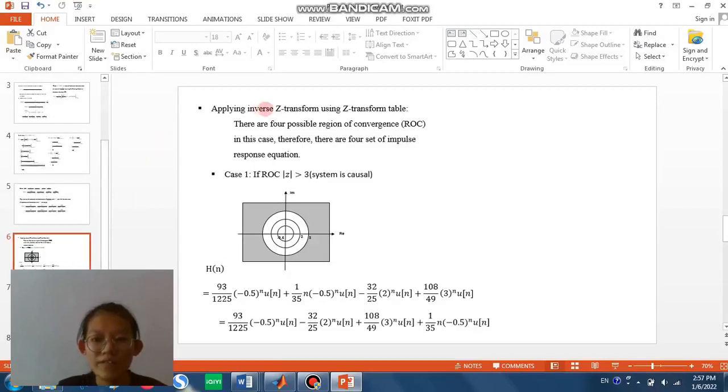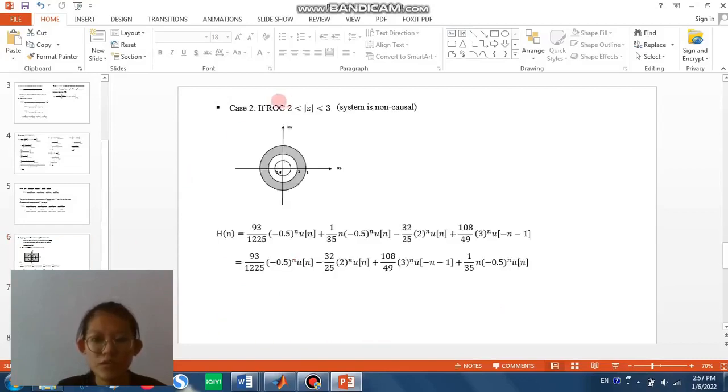Then we apply the inverse Z transform using the Z transform table. There are 4 possible regions of convergence (ROC) in this case. Therefore, there are 4 sets of impulse response equations. For case 1, if the ROC is |z| more than 3, the system is causal. Hence, the impulse response h[n] is equal to these equations.